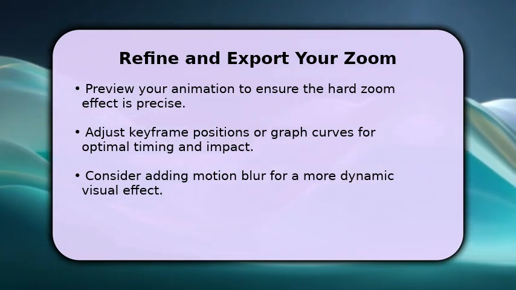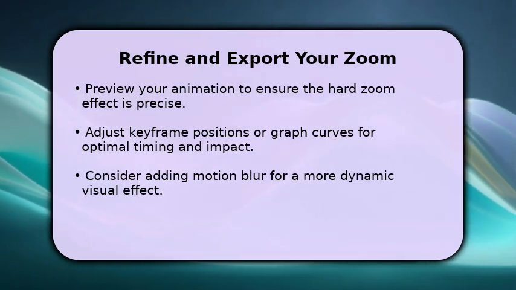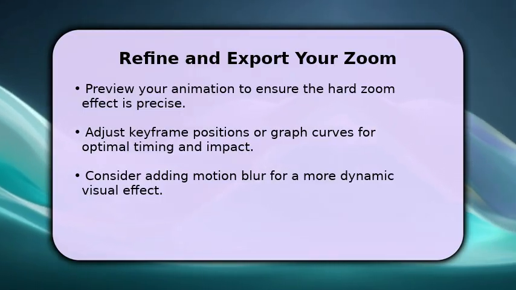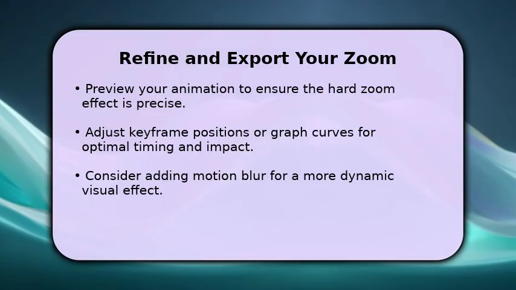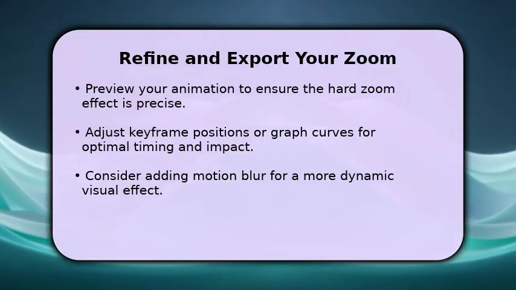For an extra touch, you might consider adding a subtle motion blur effect to enhance the dynamic feel. Once you are completely satisfied, proceed to export your video in your desired resolution, perhaps 1080 pixels, and frame rate, like 30 frames per second.